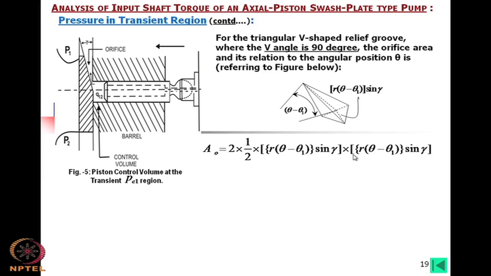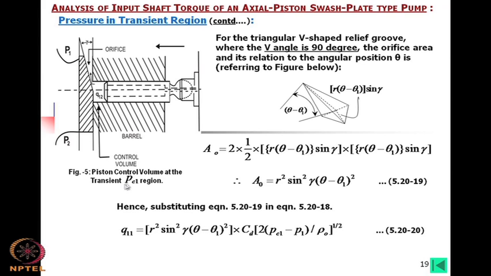So, this is the height, and as it is 90 degree, this is the base, half base if we consider this side. So, this is the area of one side, and multiplied by 2 will give the total area. Now, look at this. In this case, we are considering this area as the orifice, not the surface area. In case of this configuration of the silencing groove, we have to calculate in this way. Now, the area in this case can easily be calculated. We do not consider the area of the valve barrel port. Okay.